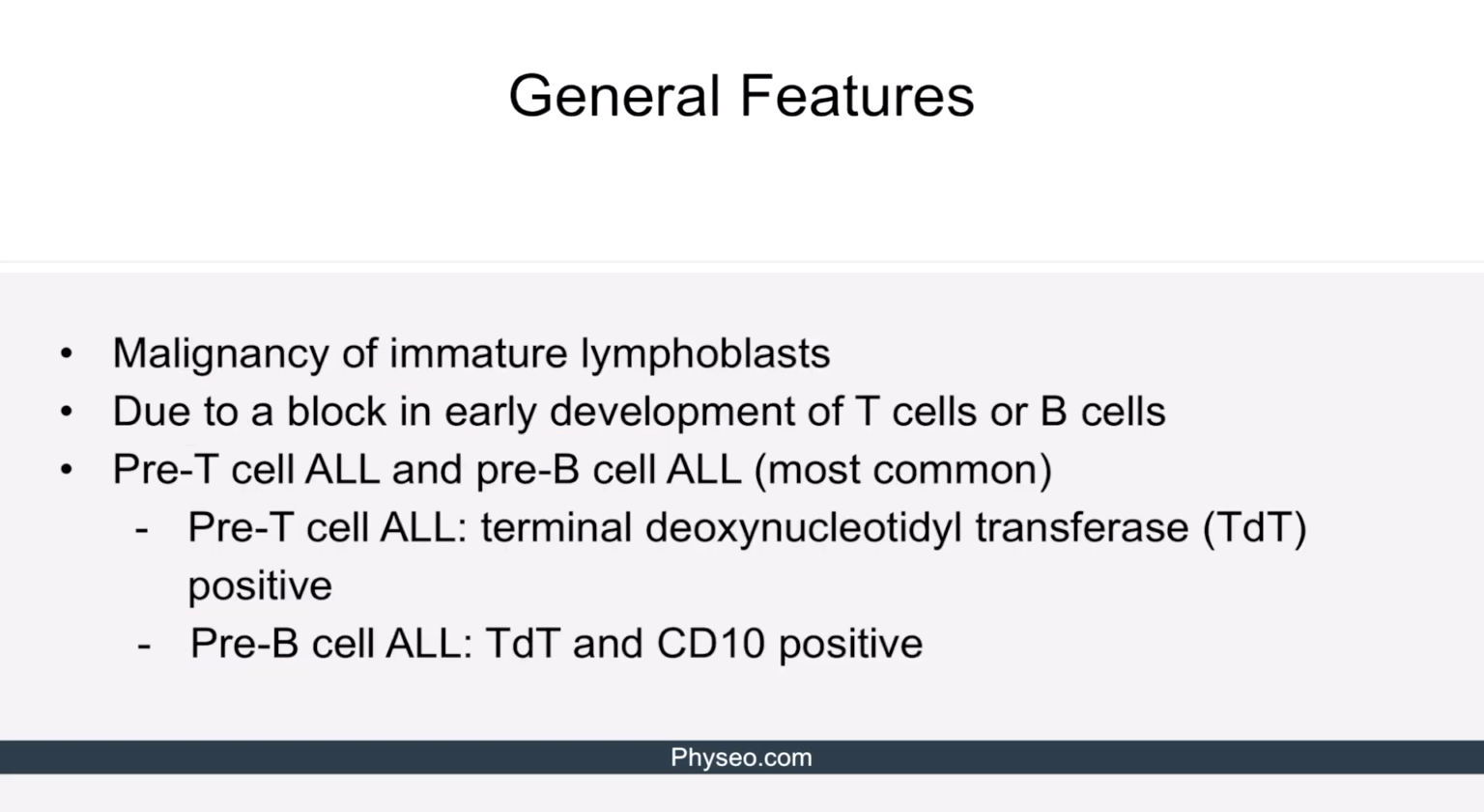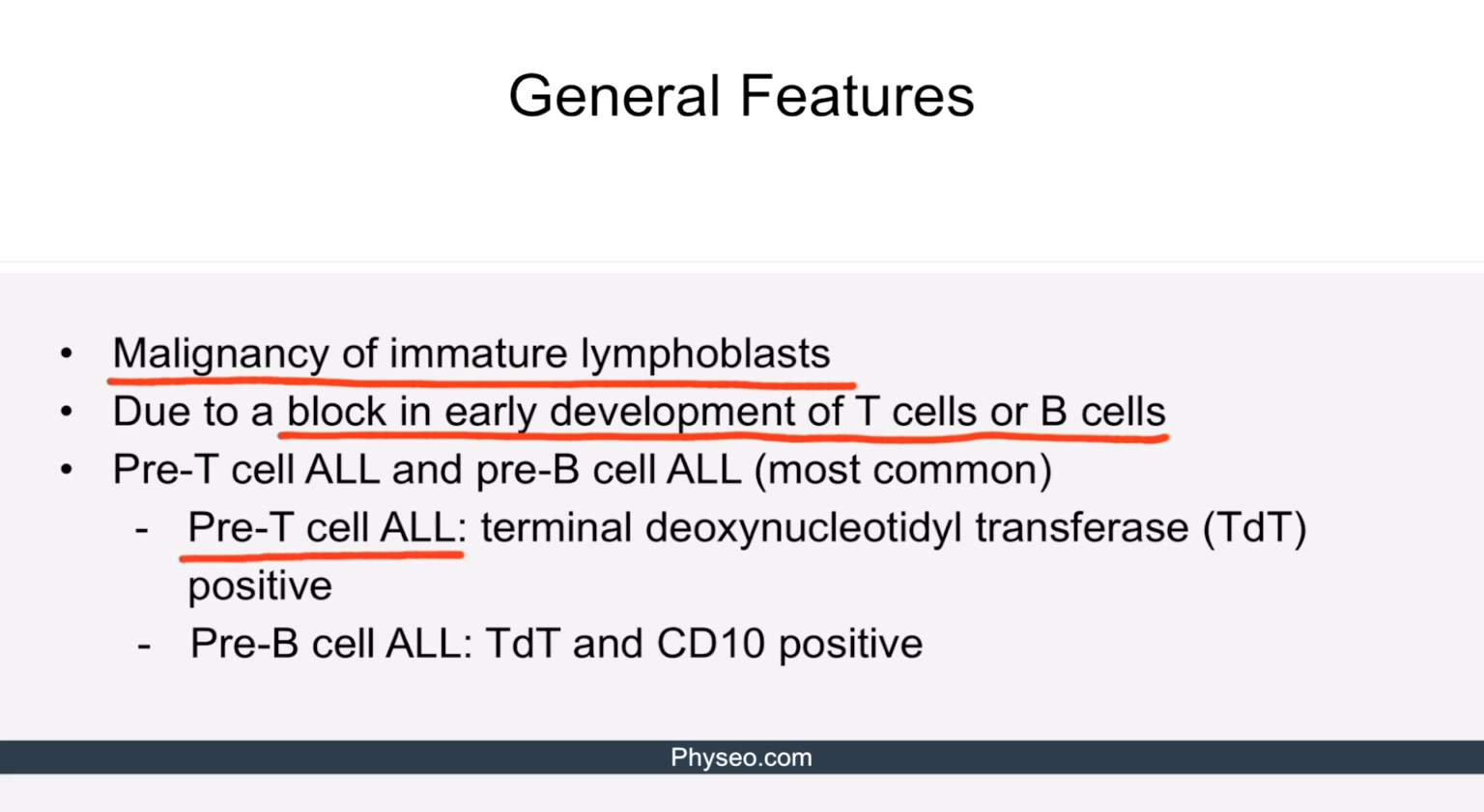Acute lymphoblastic leukemia, abbreviated ALL, is the malignancy of immature lymphoblasts. It's due to a block in an early development of T cells or B cells. Therefore, we can have either pre-T cell ALL or pre-B cell ALL. Pre-B cell ALL is the most common type. Both types of ALL are positive for terminal deoxynucleotidyl transferase, or TdT. This enzyme is expressed in immature lymphocytes and is responsible for generating antigen-independent diversity of T and B cell receptors. Only pre-B cell ALL is CD10 positive.